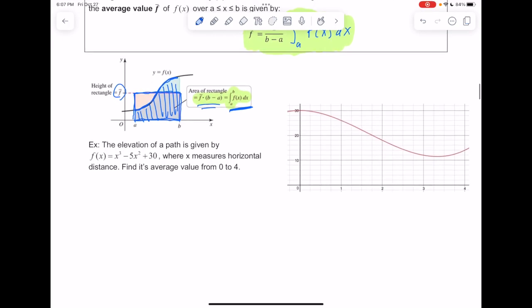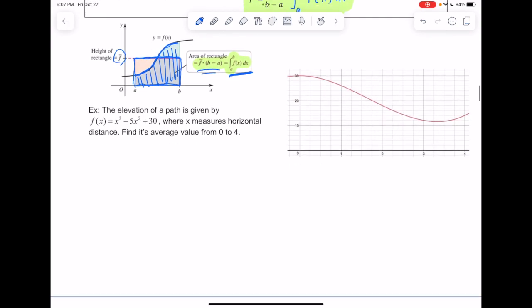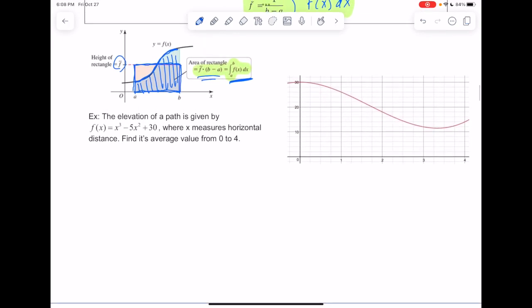All right, let's look at the kind of examples that we see that involve average height or the average value of a function. So suppose the elevation of a path is given by f of x equals x cubed minus 5x squared plus 30, where x measures horizontal distance. Find its average value from 0 to 4. And that path is shown over here on the right.